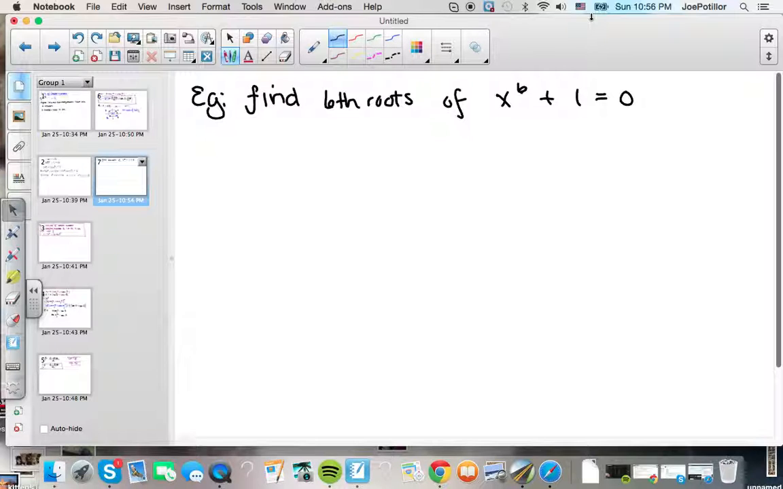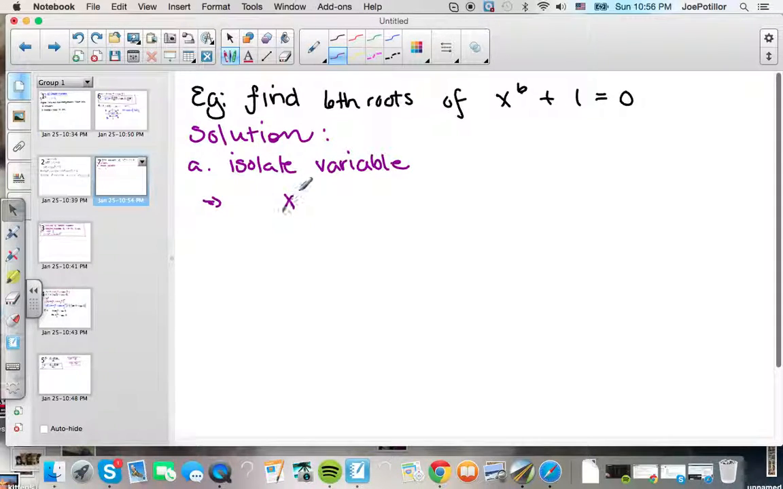Okay. So now to solve this problem, the first thing we're going to need to do is, of course, move the 1 over. So if we end up moving the 1, so isolate the variable. So this ends up being, of course, x to the 6 is equal to -1. At this point, your algebra geniuses, you should be able to move that over without a problem.